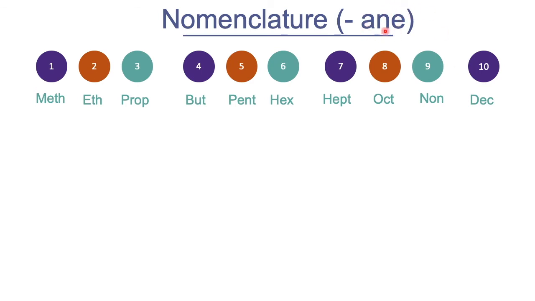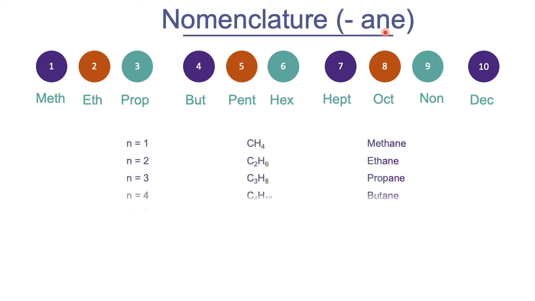Now what do I mean by this? Let's try writing the names of these compounds. So for the first one, if you have N equal to 1, the compound formula is CH4. So to write the name, we look at the number of carbon atoms. We have one carbon atom, one corresponds to meth, and then it is an alkane, so we write ane as the ending suffix for it. So CH4 becomes methane.